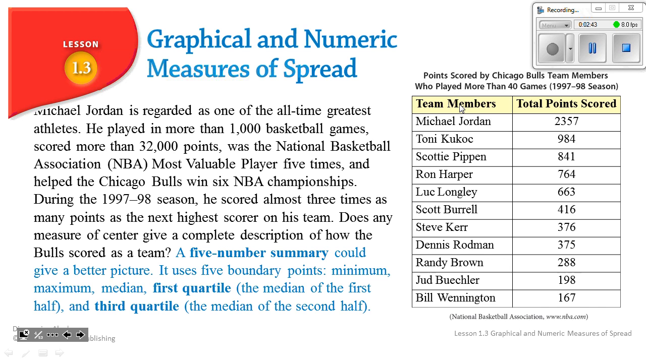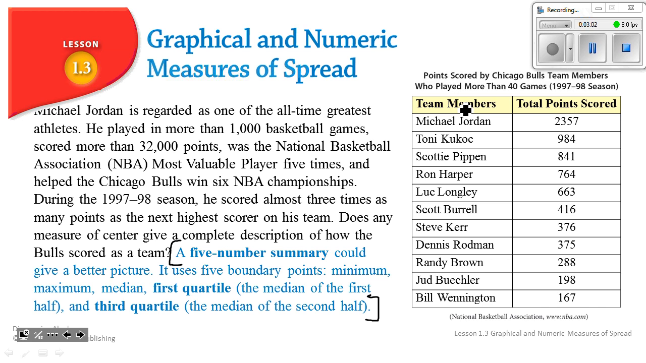All right, so again, Michael Jordan, regarded as one of the all-time greatest athletes. You can go ahead and read the statistics. I'm not going to read all of those. But let's go down to this. This is what we want to focus on. A 5-number summary could give a good picture of this data, and we're going to talk about what that is.